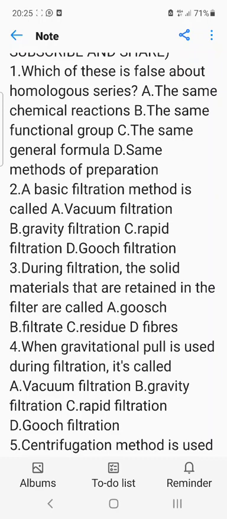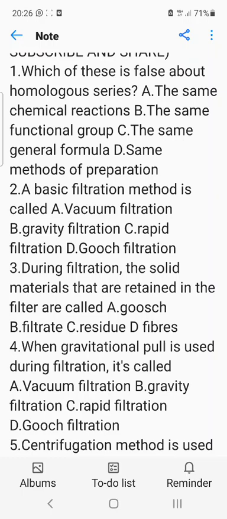Same method, same functional group, same general formula, same chemical reaction. So the answer to this question is A. They do not undergo the same chemical reaction, rather they undergo similar chemical reactions. So the answer is A.